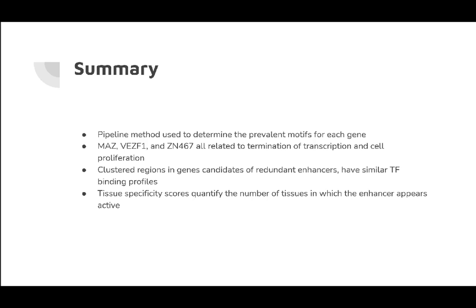And then lastly, we found that tissue specificity scores quantify the number of tissues in which these enhancer sequences appear active, and IGF2R was really the only one that had really skewed results.